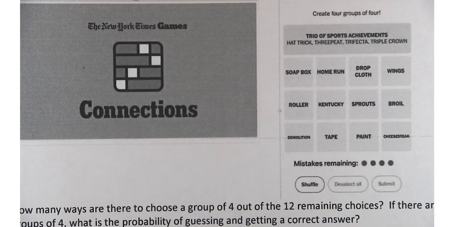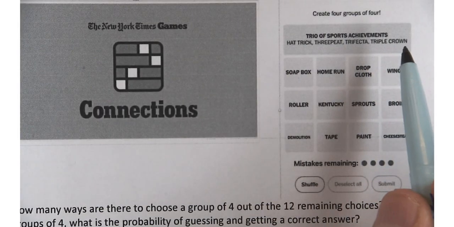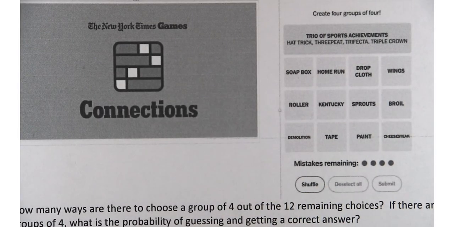Would that be permutations, combinations, factorial? Which one am I going to use? I need to choose the correct group of 4. Like the first group of 4 that I got correct was hat trick, three-peat, trifecta, and triple crown. They're all trios of sports achievement. But what's the next group of 4?